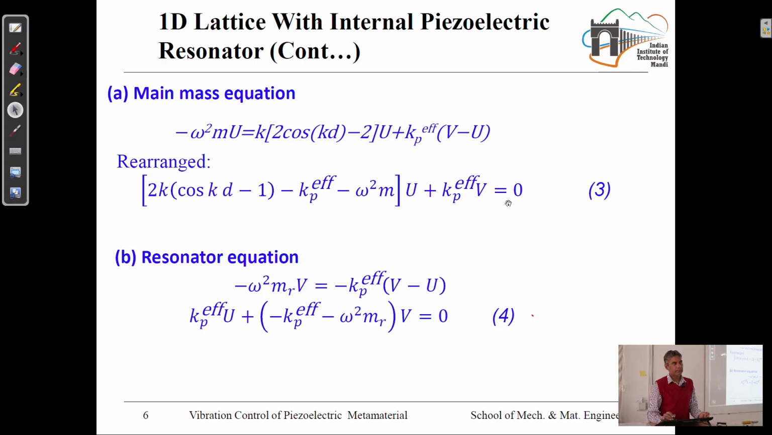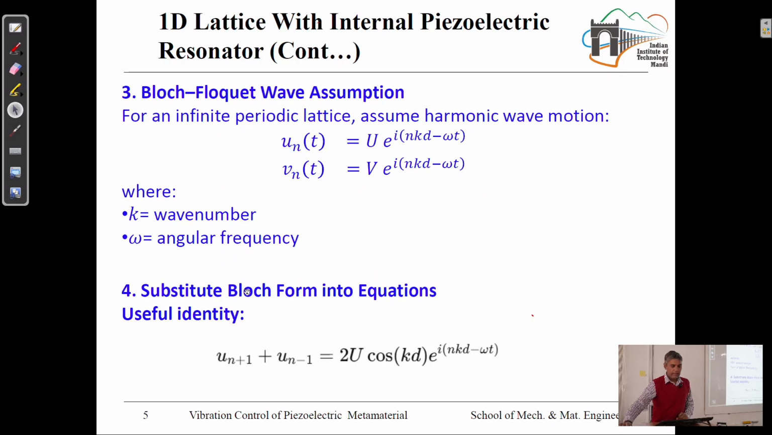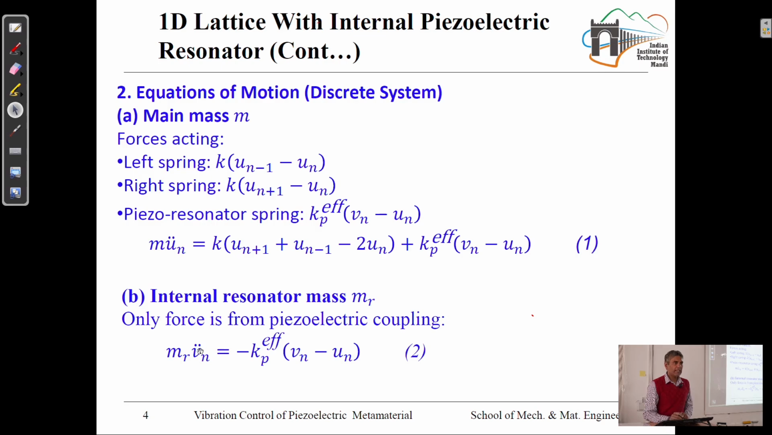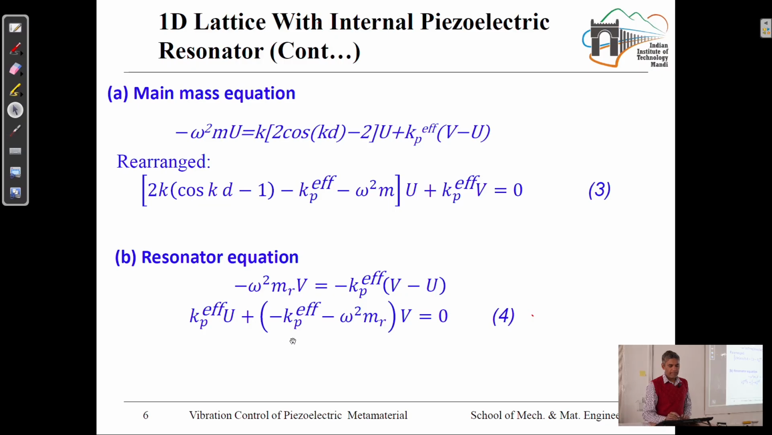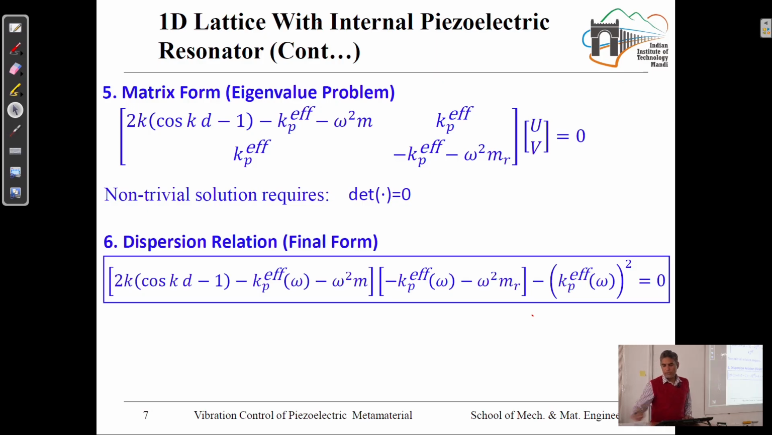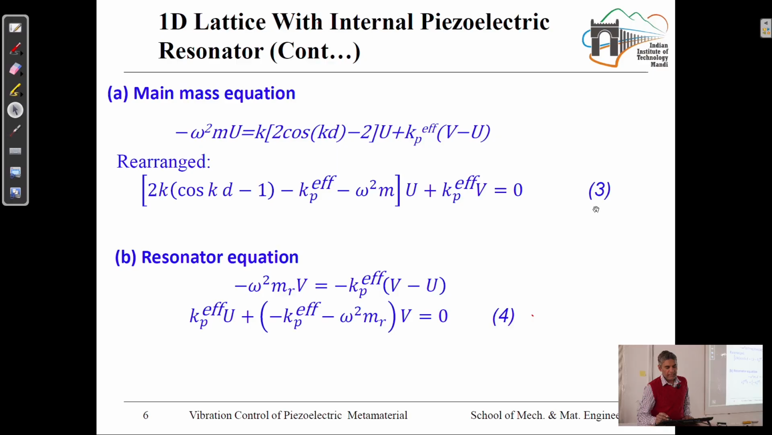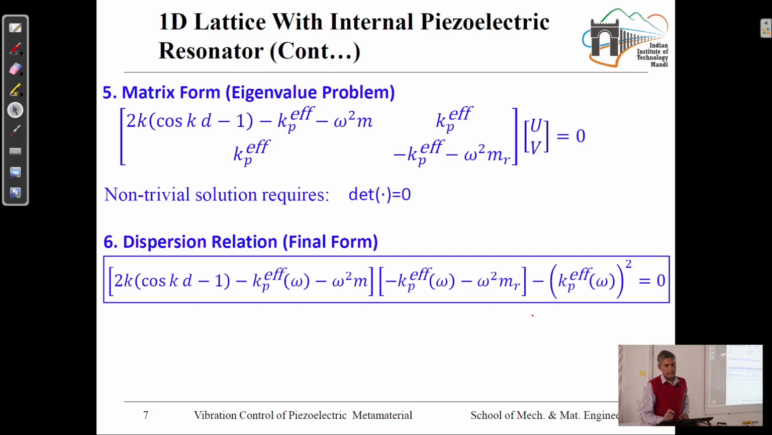Yes? Now, same thing we can do for equation number 2, that is in this equation of resonator, put the value of Vn and Un and we write this expression. So we got equation number 4. Now both equations 3 and 4 we can write in the matrix form. You cannot just solve these two equations simultaneously, so we have these two equations.